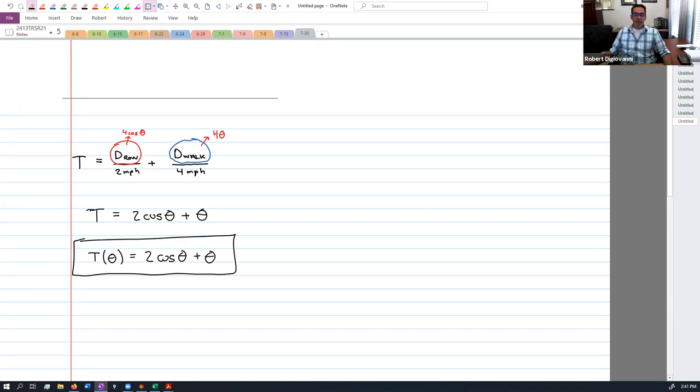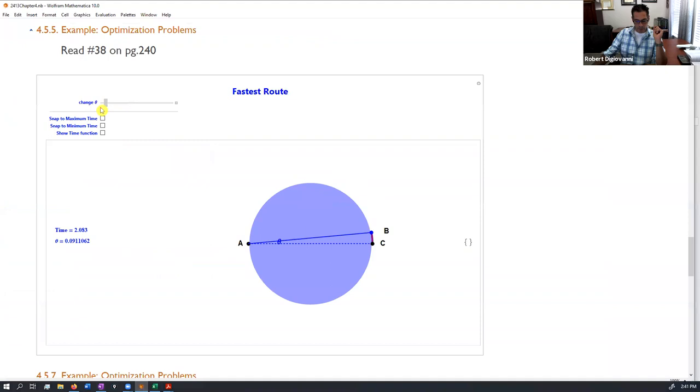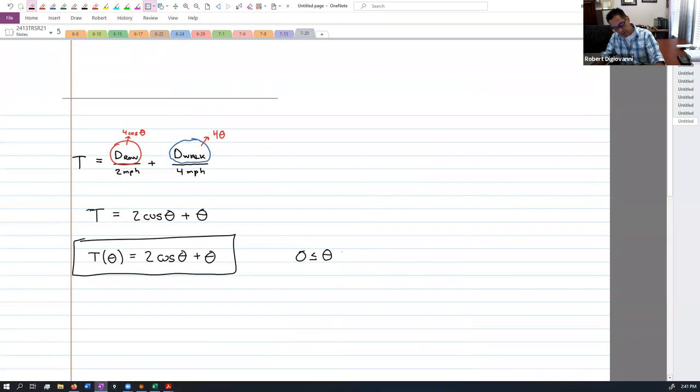Do we have a restriction on theta? What would be the smallest theta? 0. Could it be 0? Yeah, because cosine of 0 is 1, and she's rowing the whole way. The other extreme would be straight up, which means she's walking the whole way. Pi over 2. So our restriction is a closed interval between 0 and pi over 2. And you must use radians here, don't use degrees.